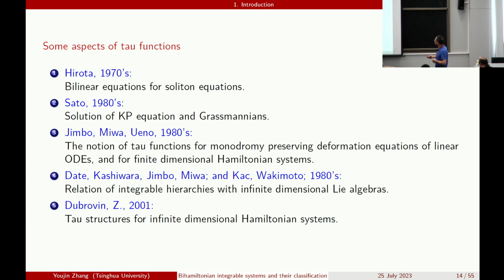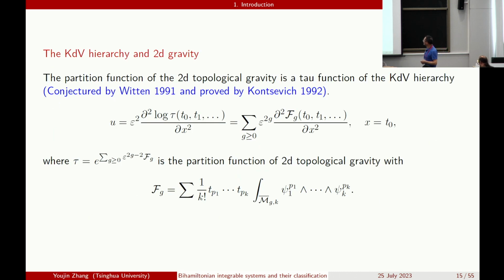The importance of the tau function is also very apparent in our study of the relation of soliton equations with matrix models and quantum field theory. For example, for the KdV equation, the very well-known theorem of Witten and Kontsevich says that the partition function of 2D topological gravity is just a particular tau function of the KdV hierarchy.